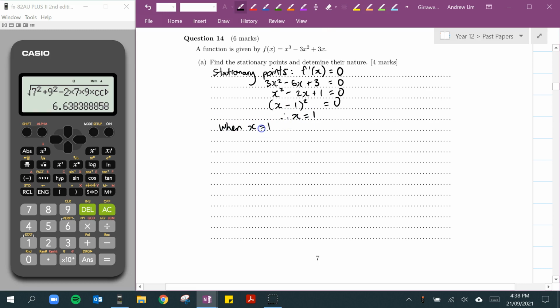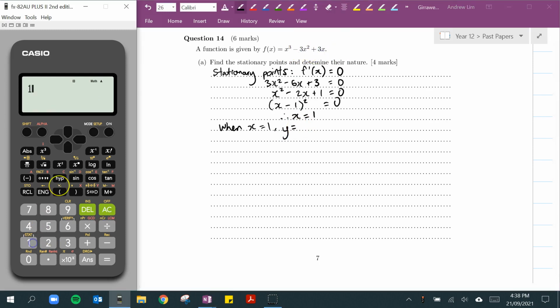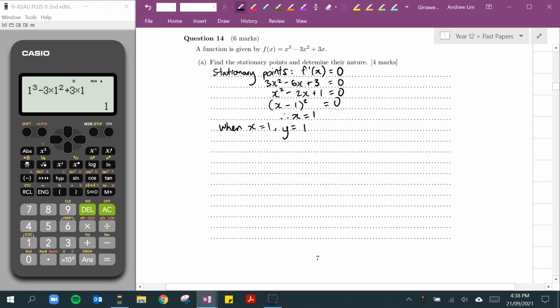When x is equal to 1, y is equal to, I'm just going to sub that back into this, 1 cubed minus 3 times 1 squared plus 3 times 1, which is 1. So it seems like (1, 1) is a stationary point. Let's determine the nature by differentiating a second time. So f double dash of x is going to equal 6x minus 6.